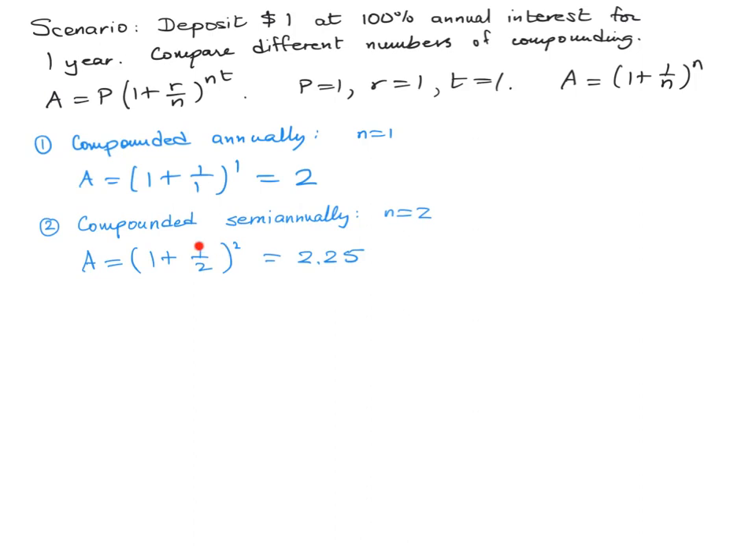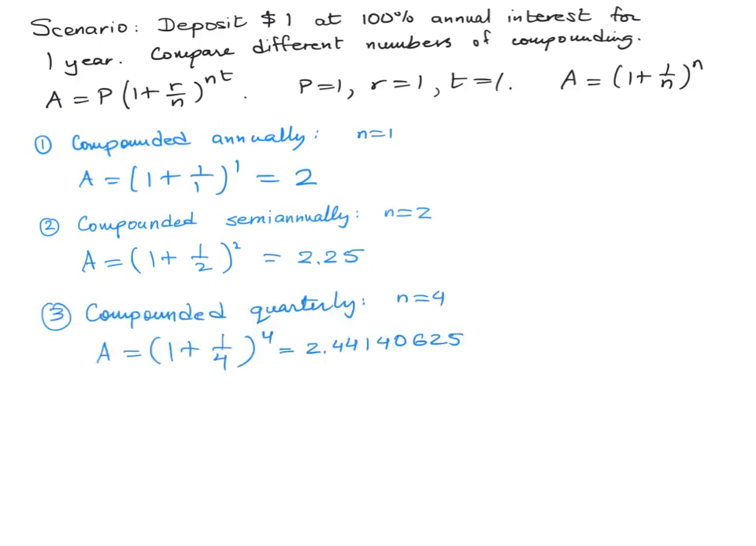So the formula now looks like this, because N is 2. And as expected, yes, you're getting a smaller rate for that 6 months, but because after 6 months you now have extra money, the next time the calculation gets done, you end up getting additional interest, so you end up with $2.25, which makes sense. The more often you compound, the more money you should have in your bank at the end of the year.